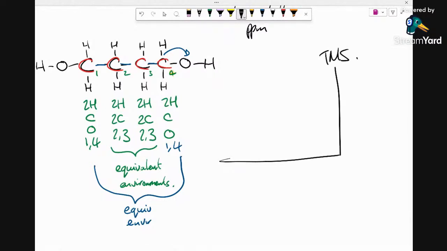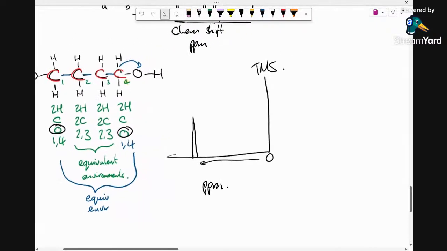TMS is my reference molecule at 0 ppm on the chemical shift. Environment number 1, these are closest to the O. So I'm going to have a peak further shifted from 0, and I'm going to have an integration. This is the first time we're picking up the term integration, an integration of 2. Now, we can check our chemical shifts using our data book. I'm not going to do that in this lesson. There's not much time.